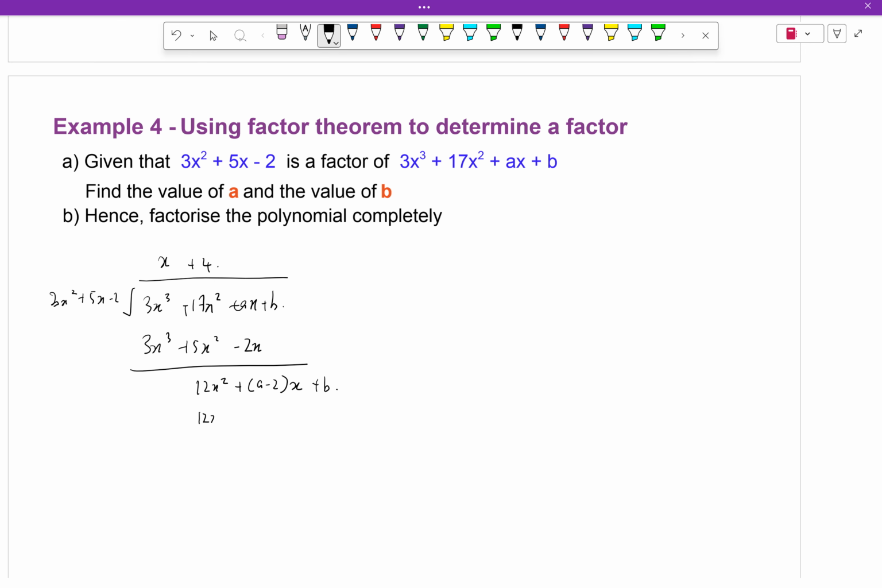Okay, so that will be 12x squared plus 20x minus 8. That will remain as, let's see, that will remain as a minus 2 minus 20, which is a minus 22x plus b. There. Now, how can I make sure that this is actually working? Okay, so here comes the part.